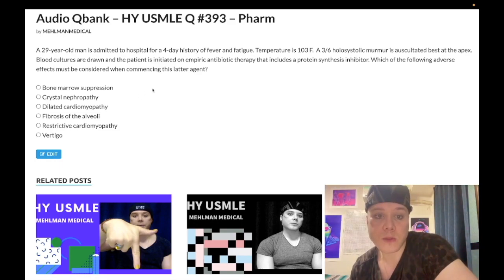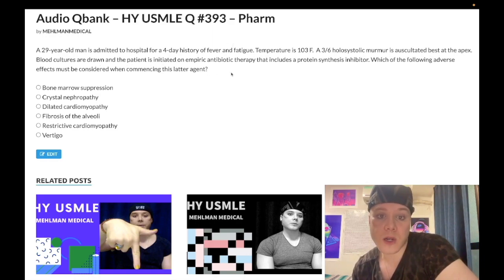A 29-year-old man is admitted to the hospital with a 4-day history of fever and fatigue, temperature 103 Fahrenheit. He has a 3/6 holosystolic murmur auscultated at the apex. You need to know that new onset murmur plus fever is endocarditis until proven otherwise. Very high yield. Blood cultures are drawn.